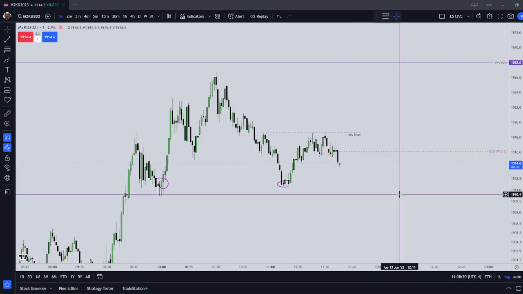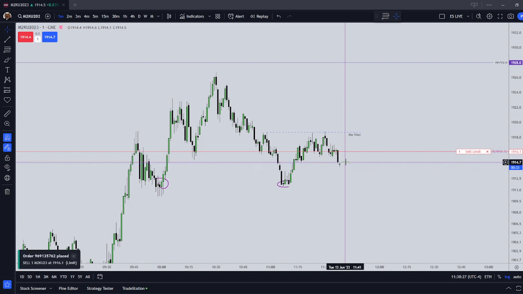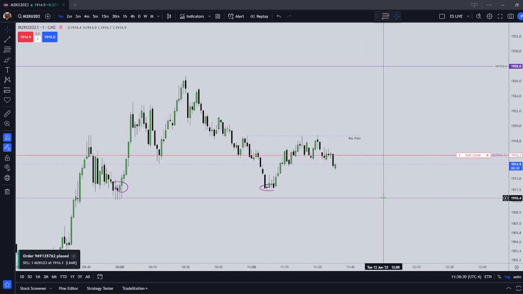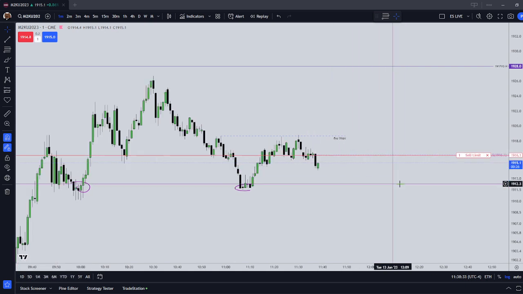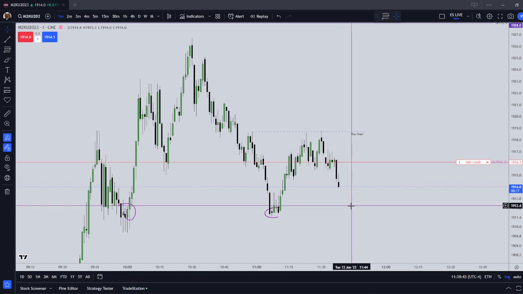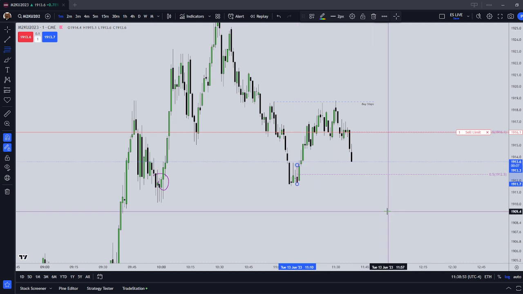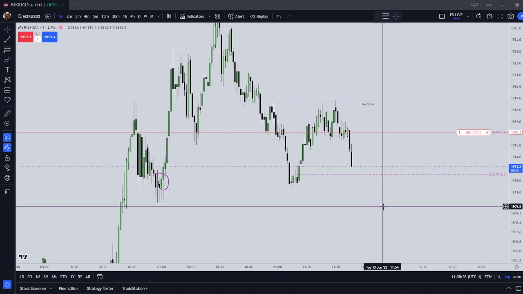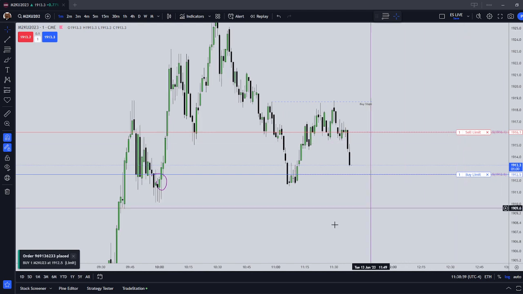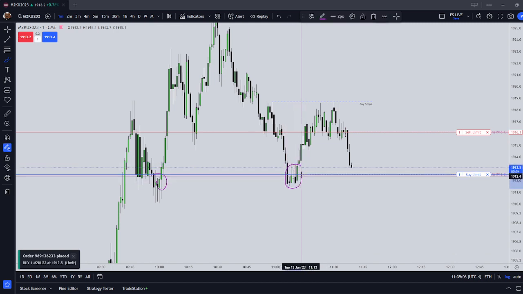So after you get a close below structure, and we close below some structure here, it should come up, and unless it's a breakaway gap, it's going to come all the way back up to the order block above. And if it doesn't, then we'll look to get long lower. Okay. I'm trying to get long right there. So we're playing this signature right there.